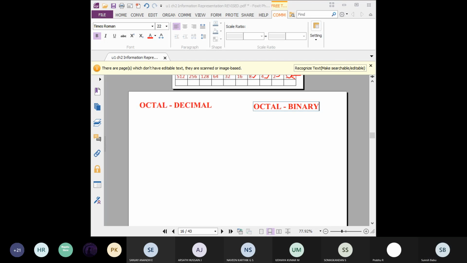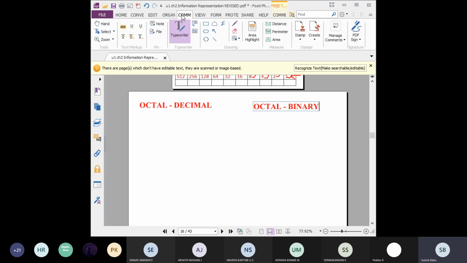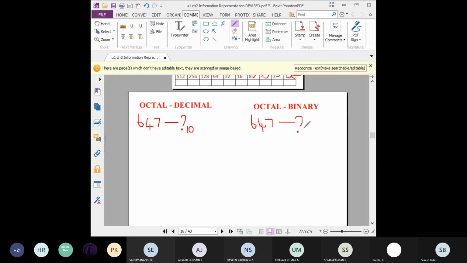Octal numbers, you know, are the numbers belonging only to 0 to 7. Any number, say I want to make 6 4 7. This is an octal number. I want its equivalent decimal number. And for the same thing, 6 4 7, I want to make it an equivalent binary number.